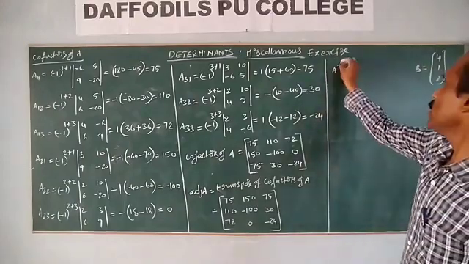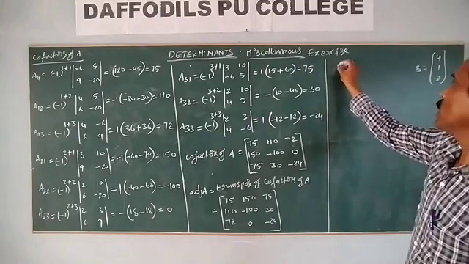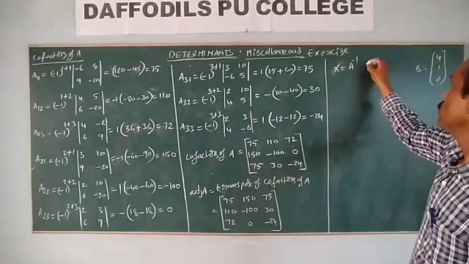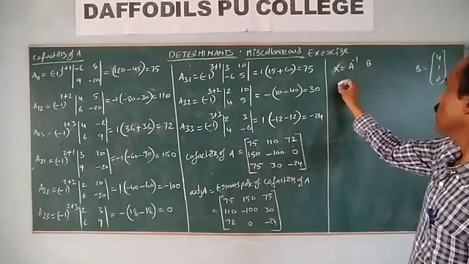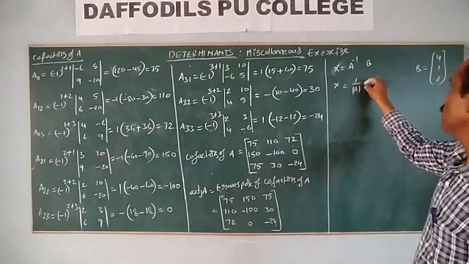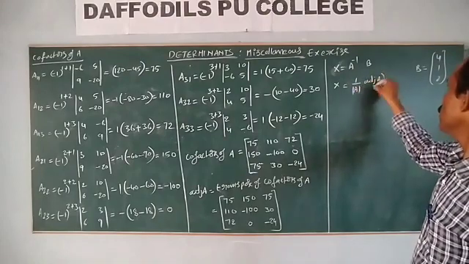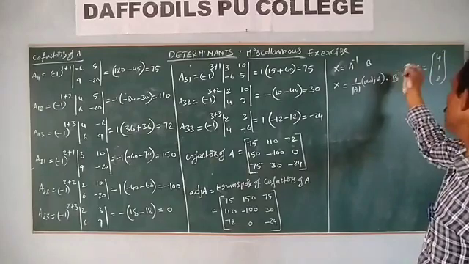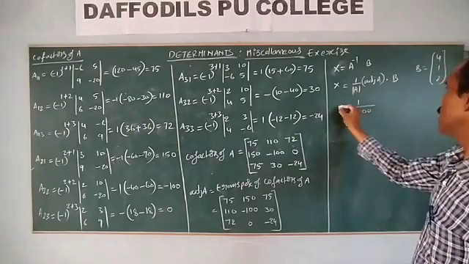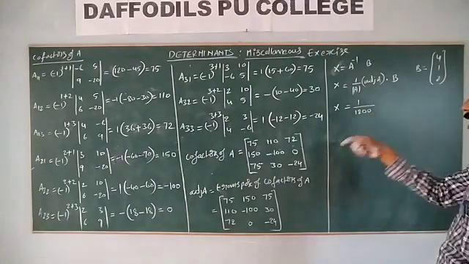A inverse is equal to, directly write x is equal to A inverse into B. What is the inverse? 1 by det A adjoint A into B. What is det A value? 1200. X is equal to 1 by 1200 adjoint A.